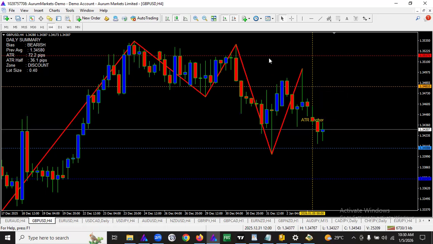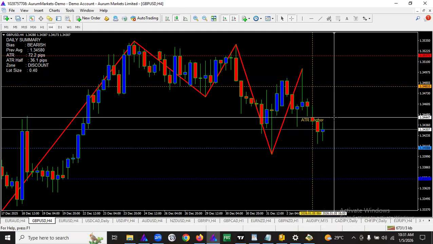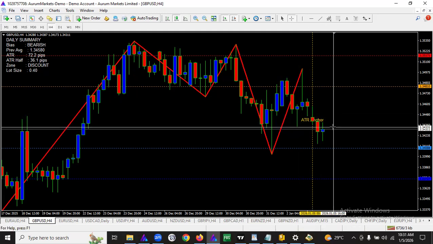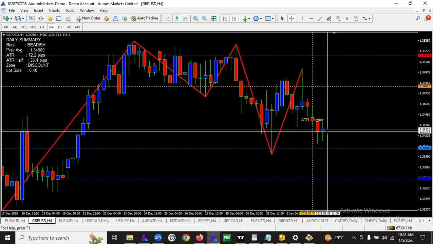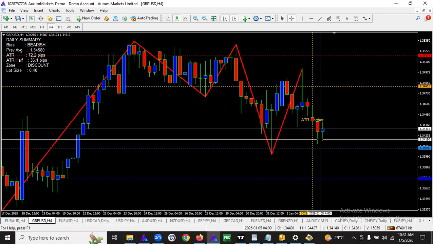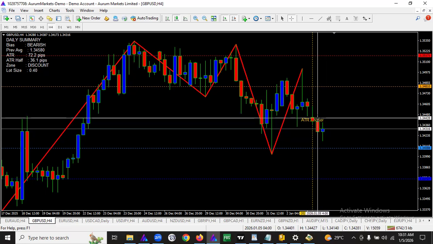You see this difference. This is interesting about this indicator. This is the gap, the opening for the day. You can see from the opening of the day to this level is about 36 pips, which is the average range half value.